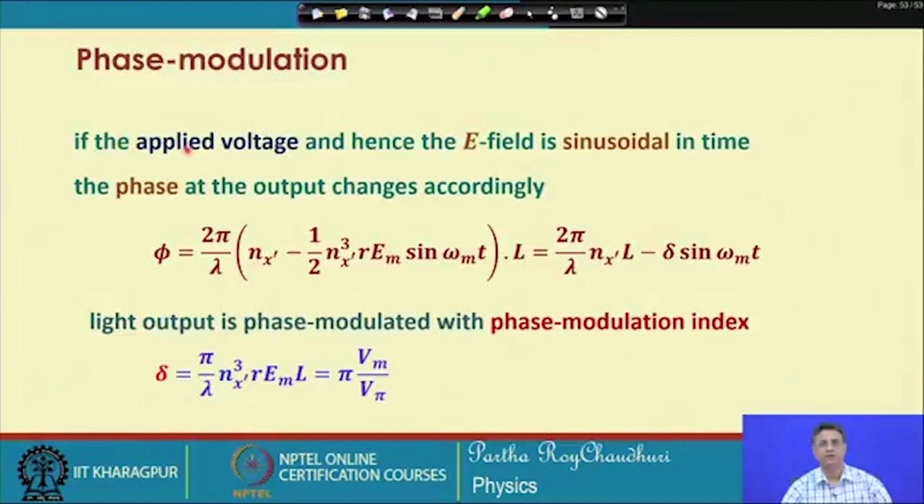Now, in the case of phase modulation, if the applied voltage, and hence the electric field, is sinusoidal in time, the phase of the output can be represented by this: two pi by lambda into n x dash plus an additional amount of phase. This can be represented as this. So, the output light is phase modulated with a modulation index equal to this value, because this is the total new phase.